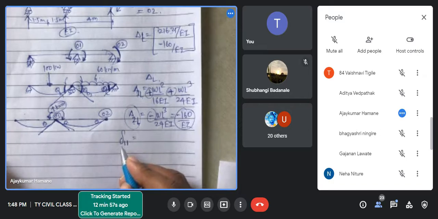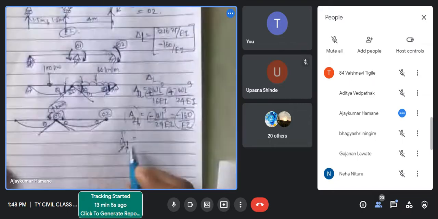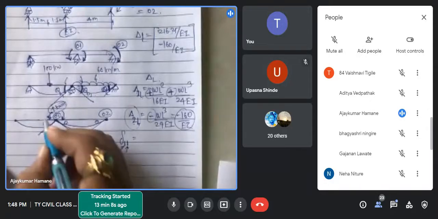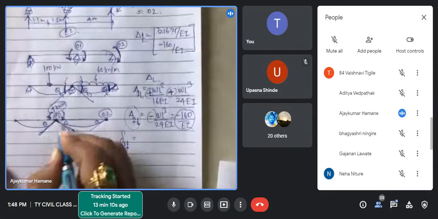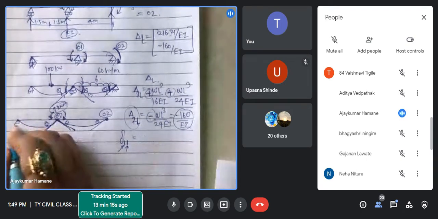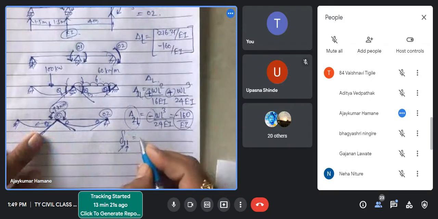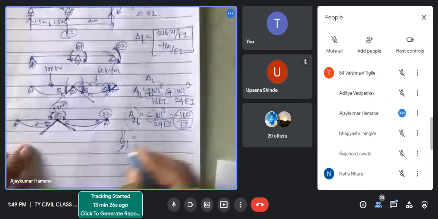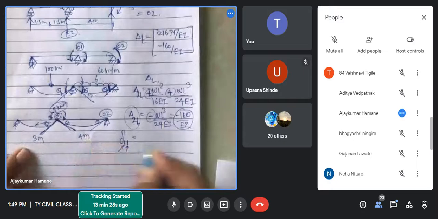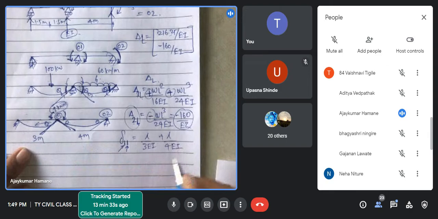Delta 1 1 means displacement at coordinate 1 due to loading acting on coordinate 1. Correct. That means due to this loading, what is the displacement at coordinate 1? So what we got? Yes, here we have pin support, here also pin support. What is this side? L upon, this is 3 meter, this is 4 meter. So L upon 3 EI plus L upon 4 EI, correct?